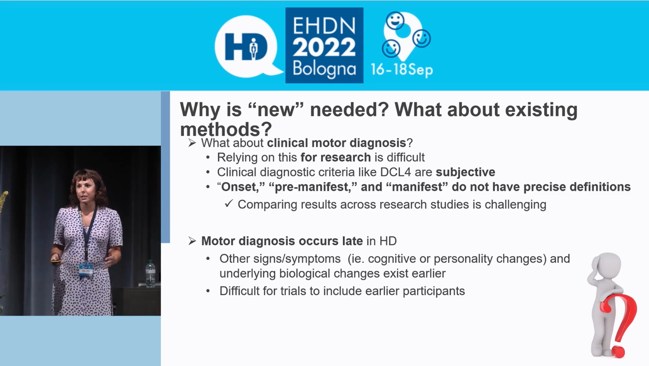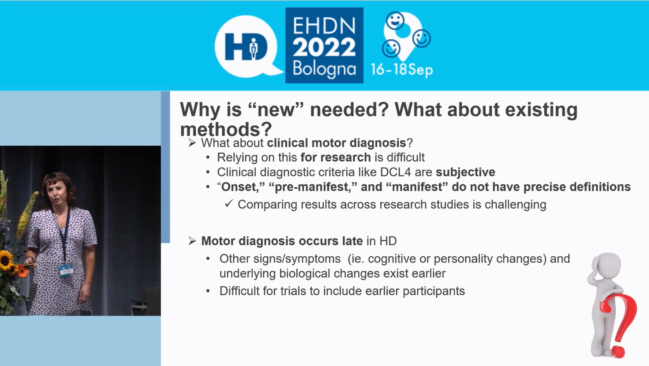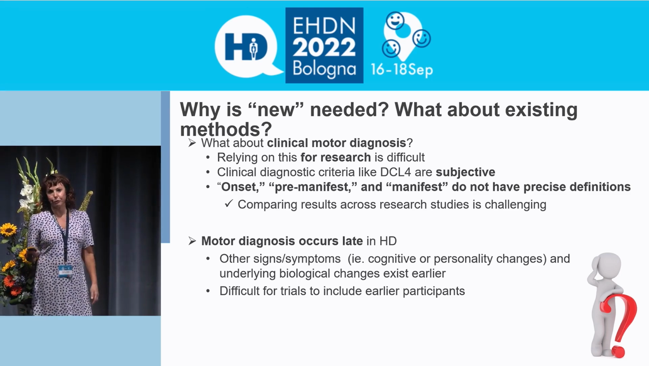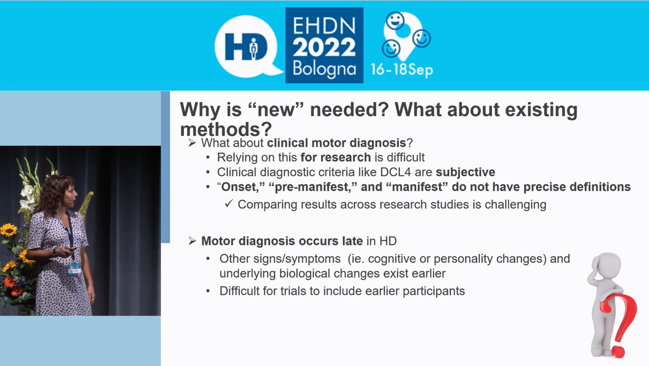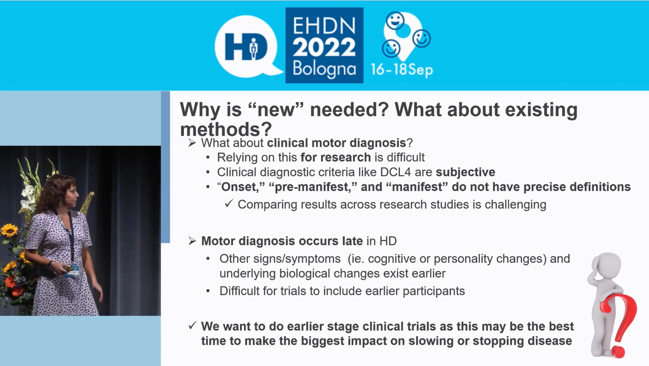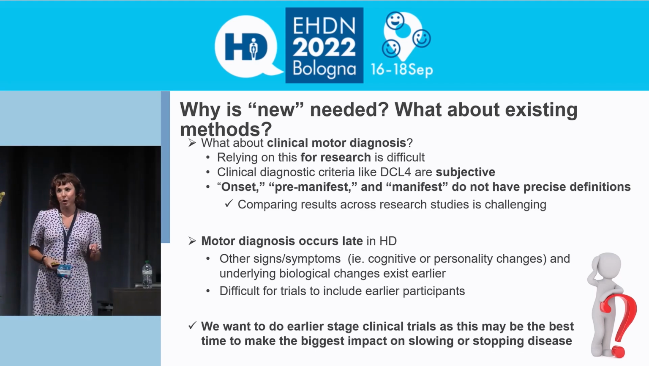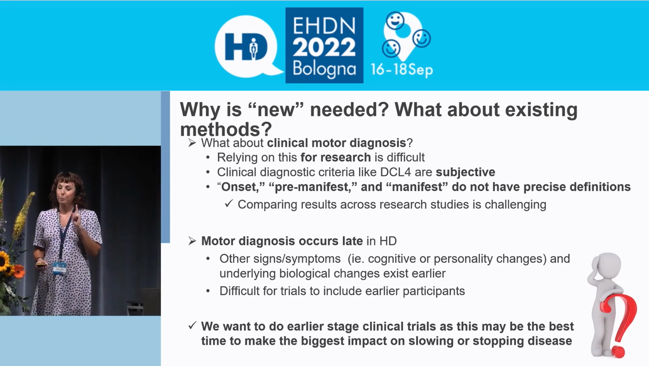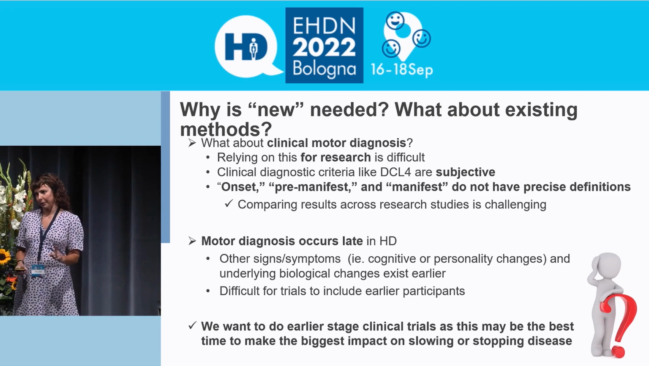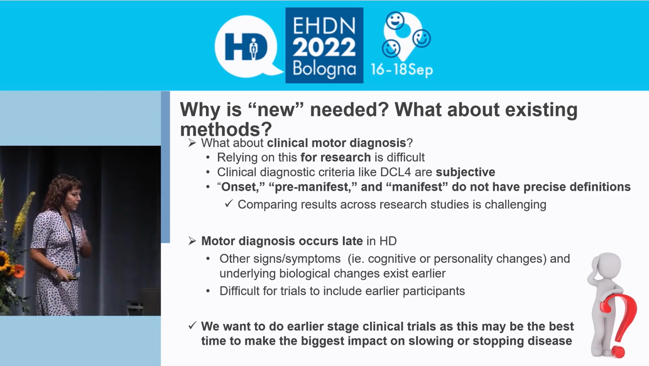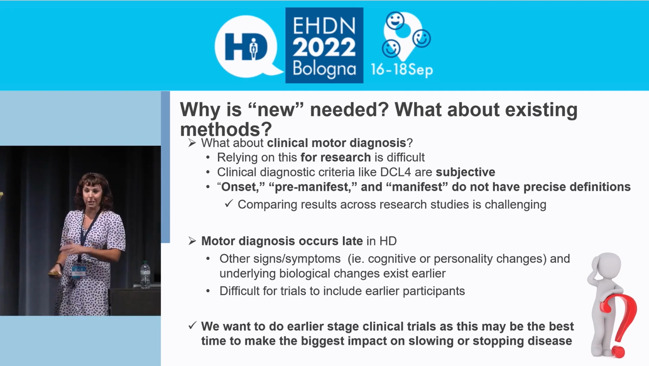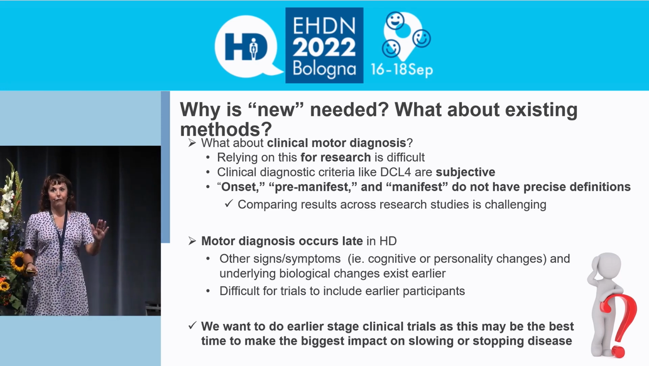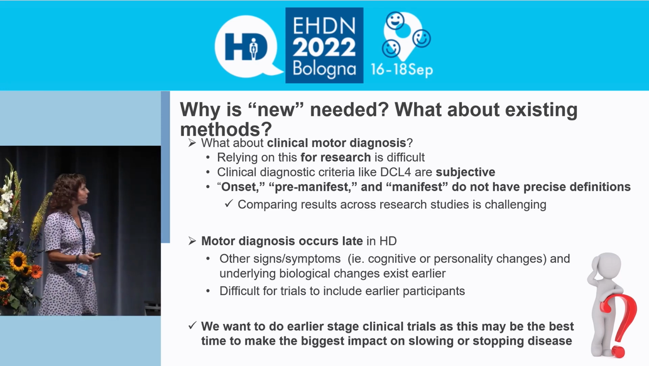And the regulators wanted us to have a staging system that would allow us to have the regulatory framework to do this. And the reason for this is because we want to do earlier stage clinical trials, as this may be the best time to have the biggest impact. And Dieter finished his talk by saying we need to do early intervention in C9, and this is the case for really all neurodegenerative diseases, and very much so in Huntington's disease.